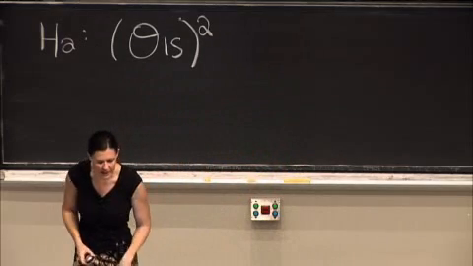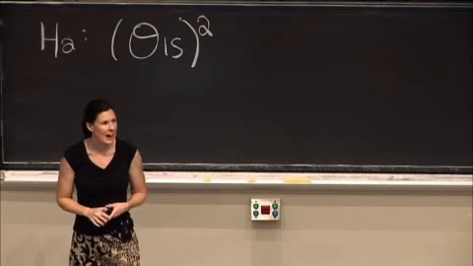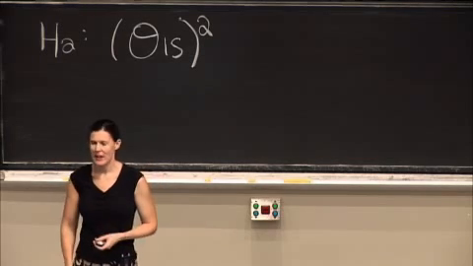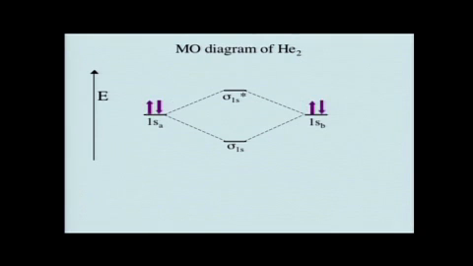Let's take a look at another example. Let's draw the molecular orbital diagram for He2 now. So again, we can fill in our atomic orbitals here. There's going to be 2 electrons in each of our atomic orbitals. So now let's go ahead and fill in our molecular orbitals. We need to fill in a total of 4 electrons.